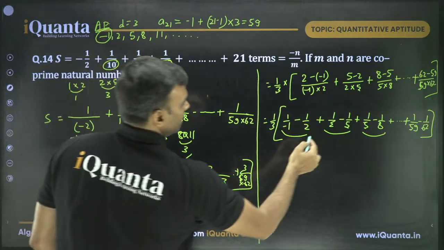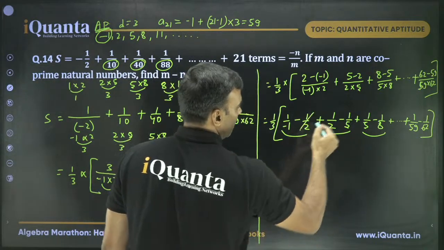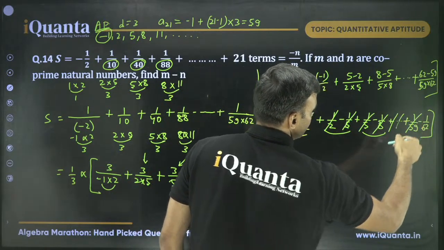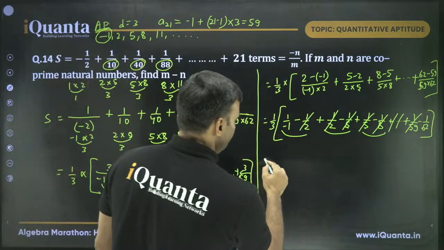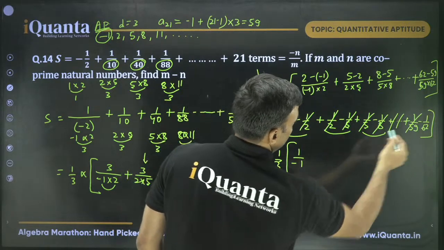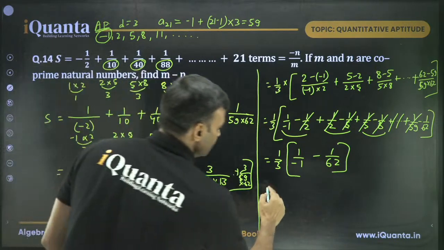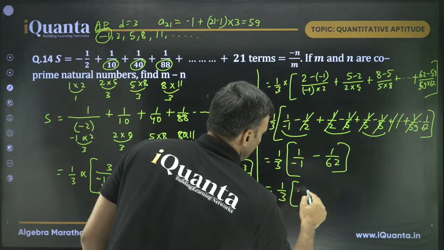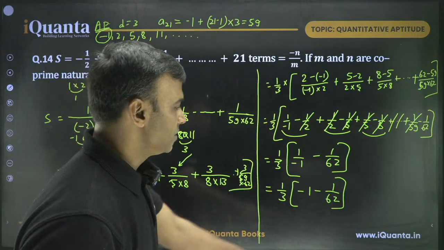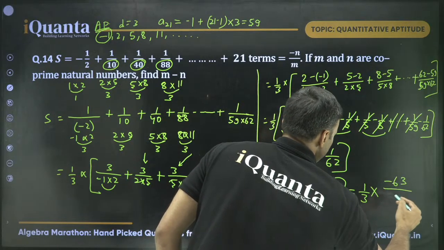So what happens? In continuity, terms will get cancelled. You see here and here, 1 by 2 cancelled, 1 by 5 cancelled, 1 by 8 cancels with the next one, and 1 by 59 cancels with the previous one. So we will be left with 1 by 3 into 1 upon minus 1 and last term minus 1 upon 62. So eventually it is 1 by 3 into minus 1 minus 1 by 62. So 62 and 63, it is 1 by 3 into minus 63 divided by 62.